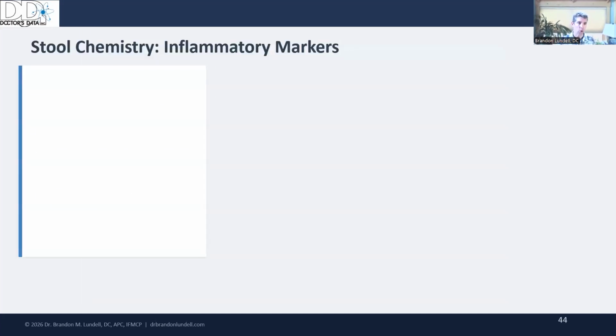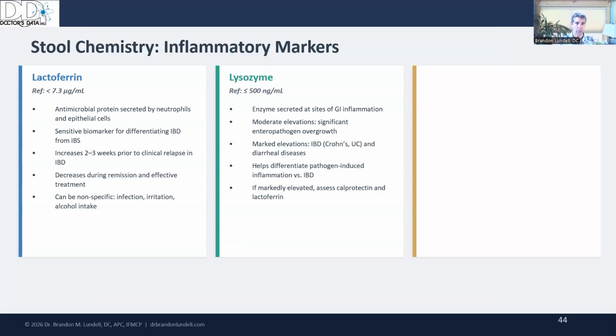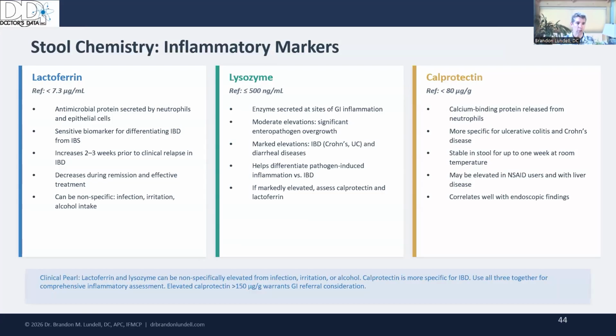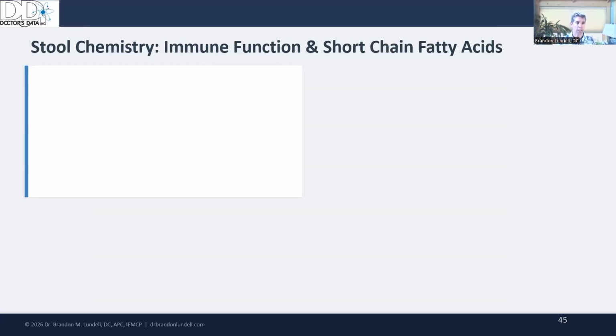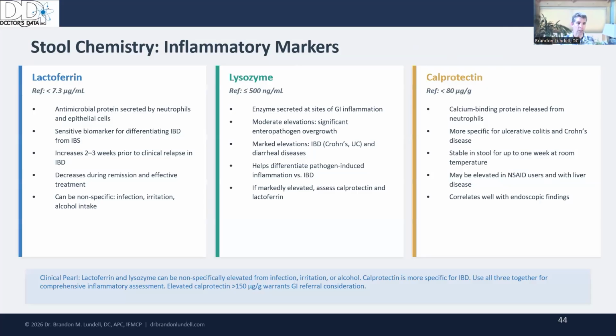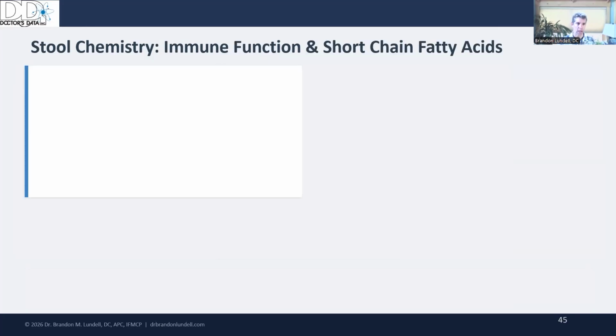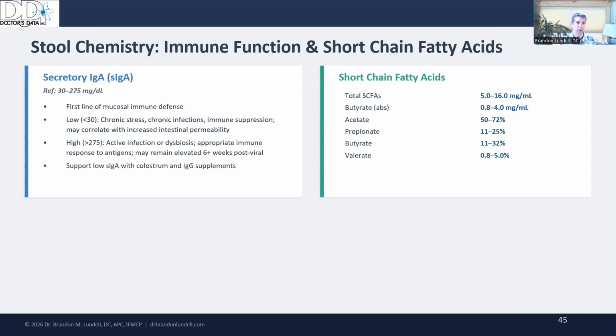All right, so these are some of the inflammatory markers as we went over. You'll have these in your notes. Down here again, lactoferrin and lysozyme can be non-specifically elevated from infection, irritation, even alcohol consumption, but calprotectin is the most specific for irritable bowel disease. Here are my, and what I can do.